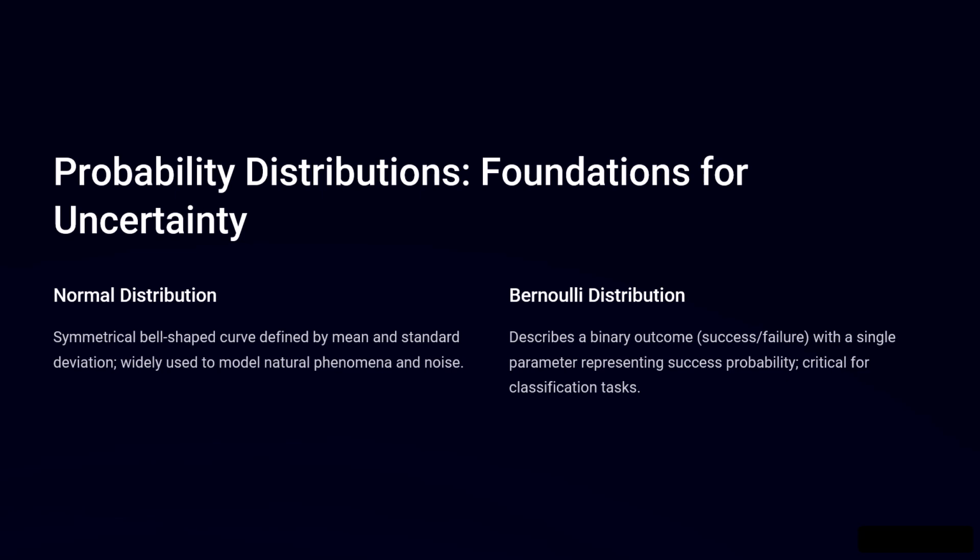Probability distributions, foundations for uncertainty. Normal distribution: symmetrical bell-shaped curve defined by mean and standard deviation, widely used to model natural phenomena and noise. Bernoulli distribution describes a binary outcome, success and failure, with a single parameter representing success probability, critical for classification tasks.